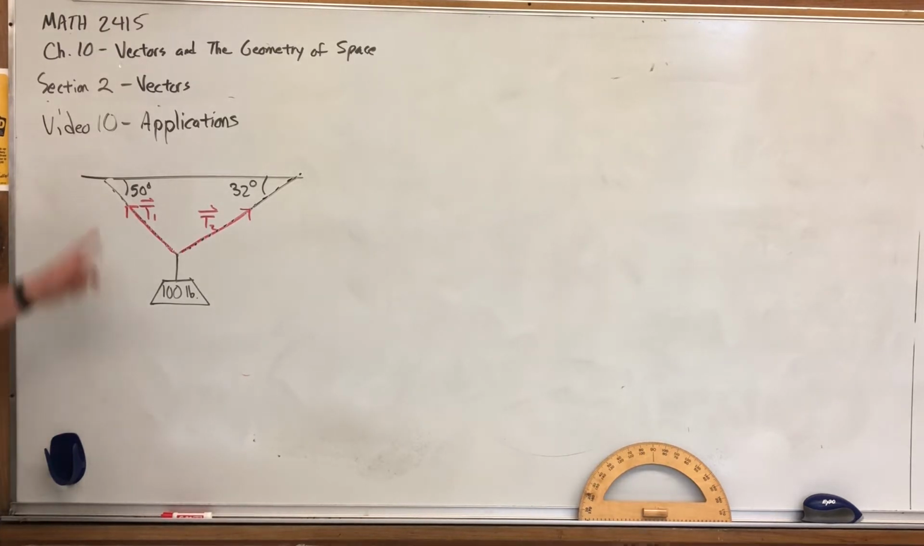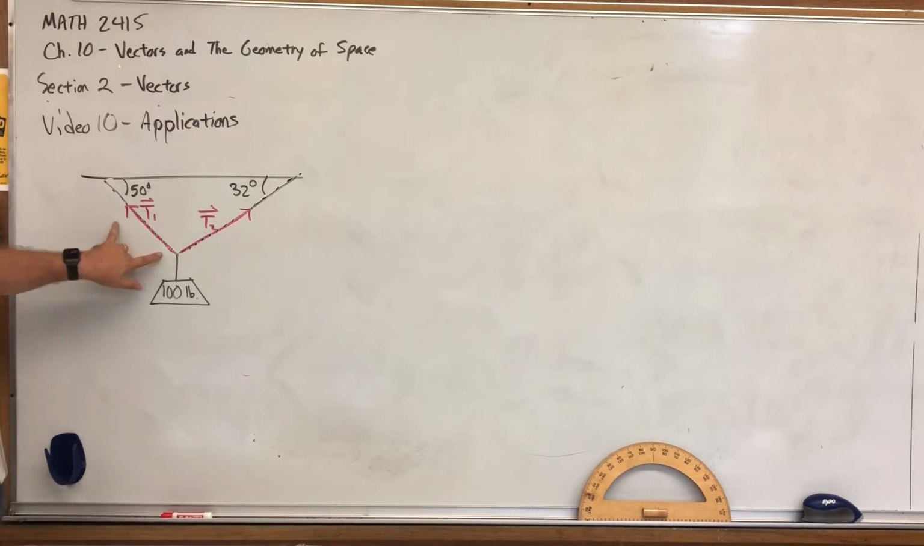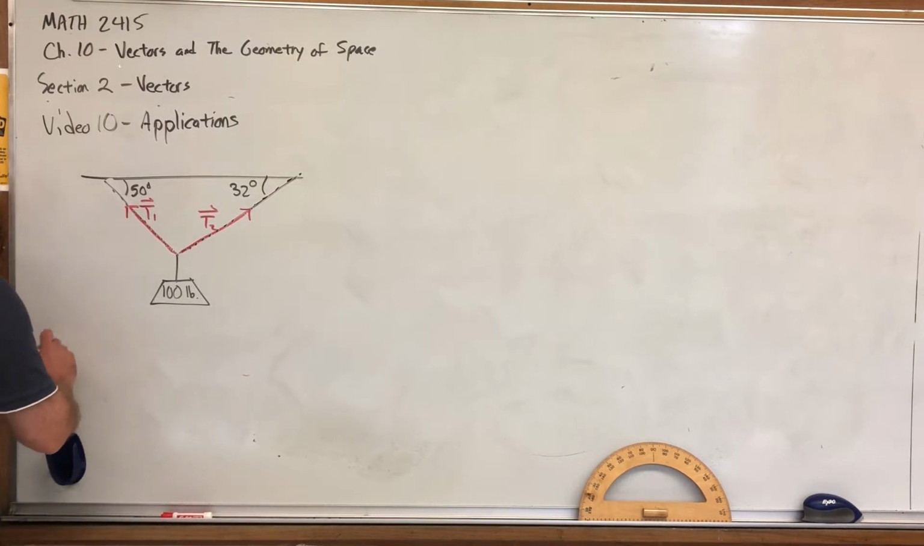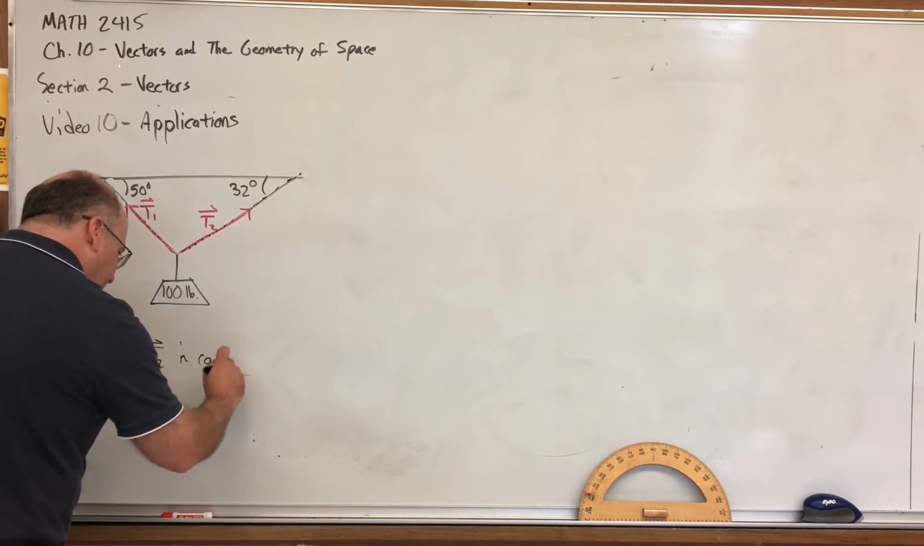Here's the scenario. We've got two wires suspended from a ceiling, and they're joined in the middle with a 100-pound weight pulling down on them. And the question is, what are the tensions on each wire being pulled down by this weight? In other words, we want to find these two vectors, either their magnitudes and directions or component form. We're going to go for component form. So our goal is to find tension 1 and tension 2 in component form.